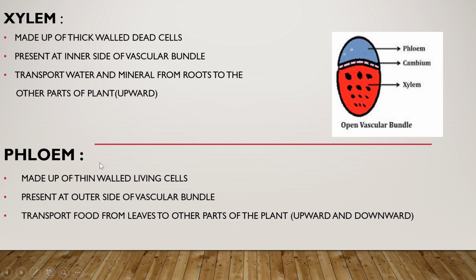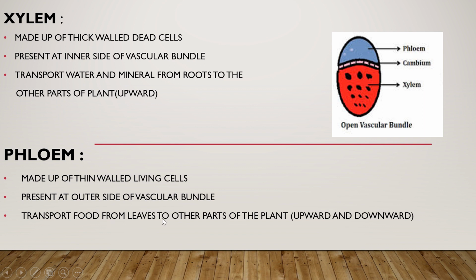On the other hand, phloem is made up of thin-walled living cells. So the difference you can see: xylem is made up of thick-walled dead cells and phloem is made up of thin-walled living cells. Another difference, it is present at the outer side of the vascular bundle. And it transports food from leaves.